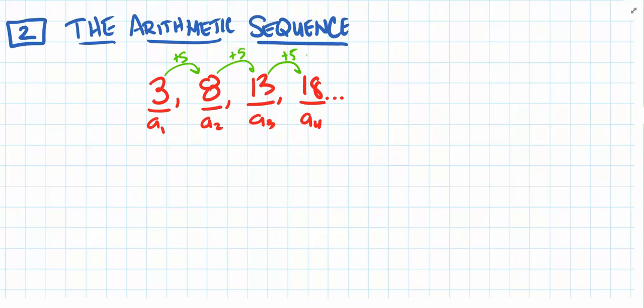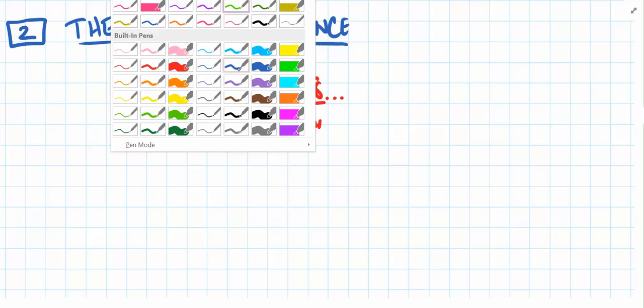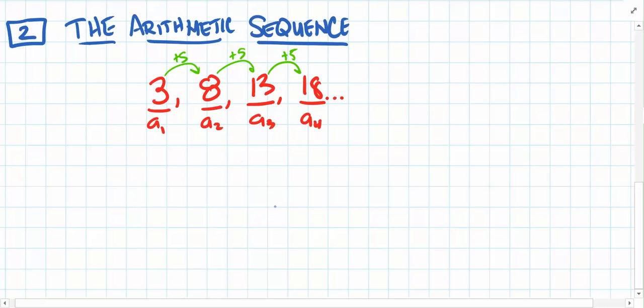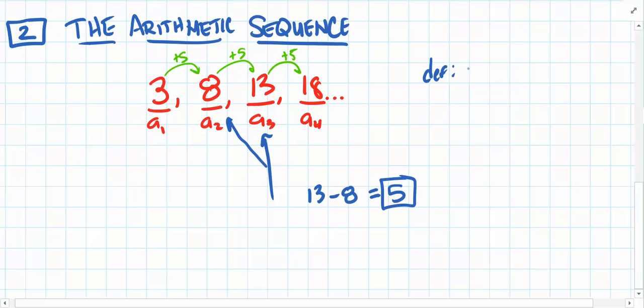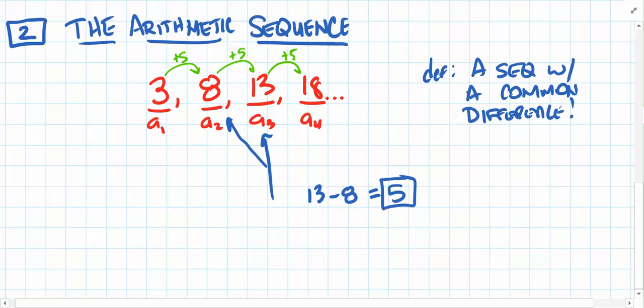If you take any term in the sequence, and so far I only have 4 of these, I'm going to pick the third one. If I pick any term in the sequence, and that term is a value of 13, and I subtract off the previous term, minus 8, I am guaranteed to get that 5. That's where it shows up. So an arithmetic sequence, the definition for us, is going to be a sequence with a common difference.